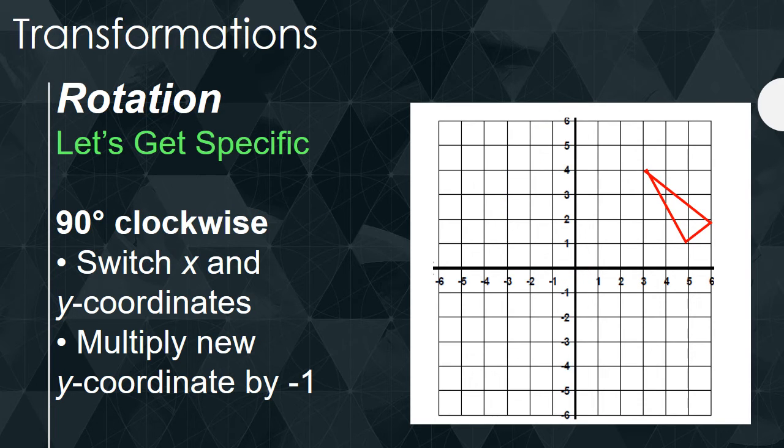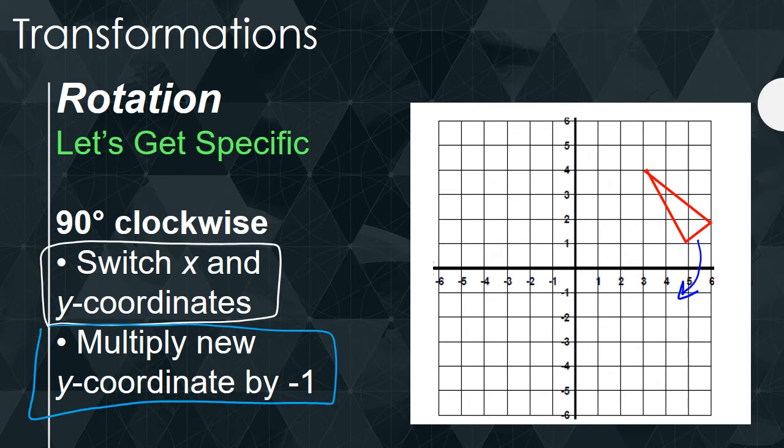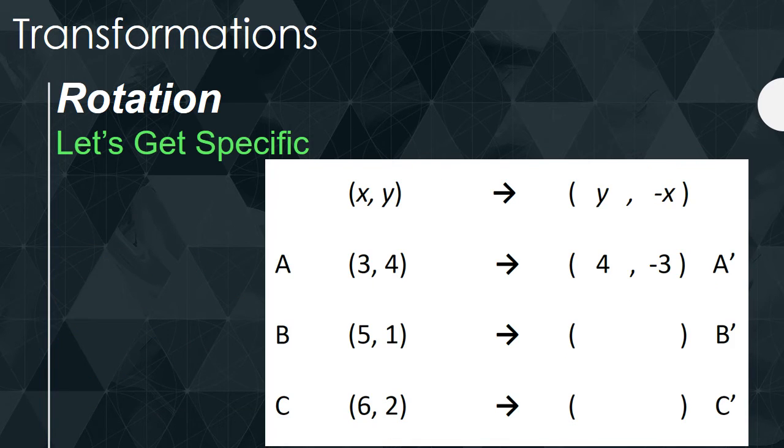So now what happens if we take the same triangle and we rotate it clockwise? What's happening is we're going to rotate this down. We're going to do similar steps here: we're going to switch our X and Y coordinates, but this time we are going to multiply our Y coordinate by -1. So let's go ahead and see what this looks like.